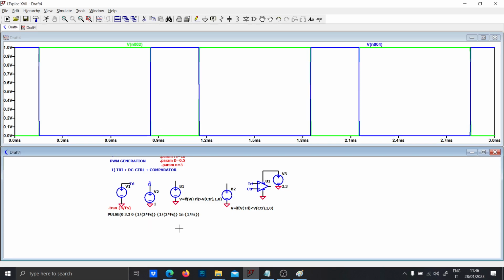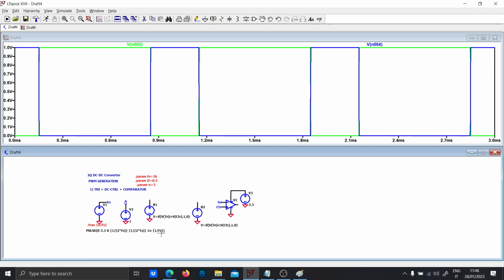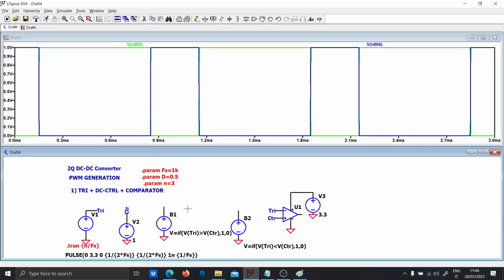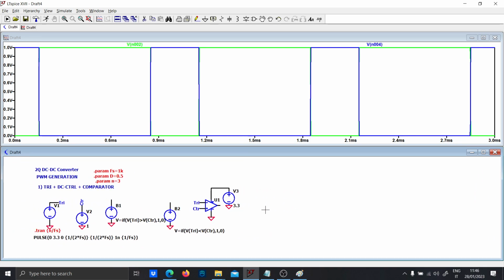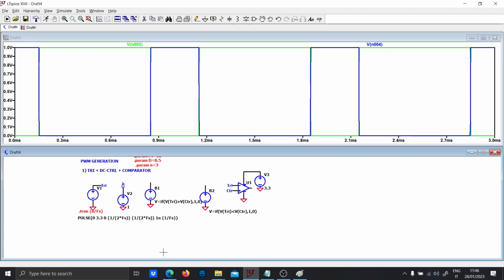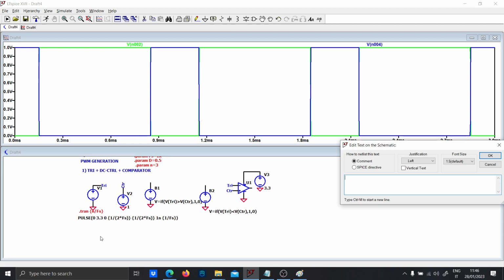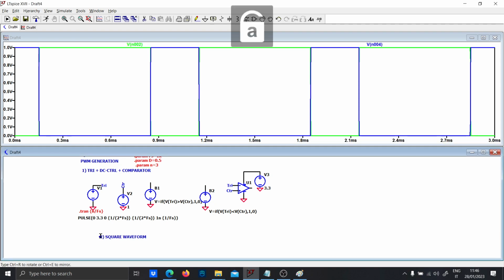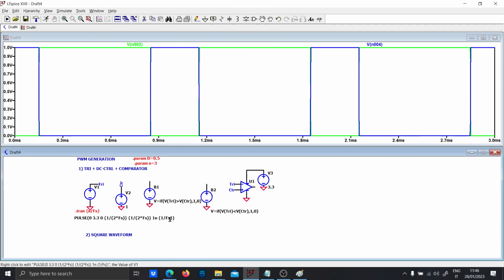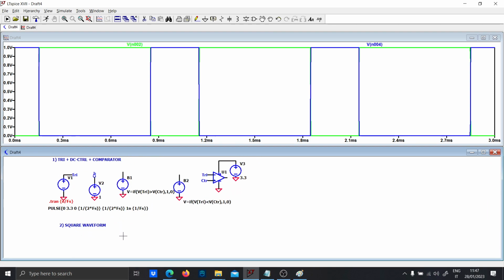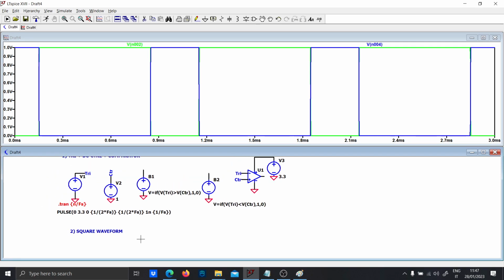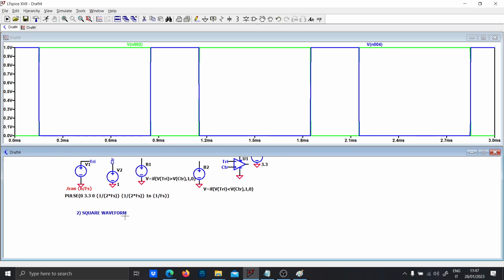So the second method is to generate this PWM technique with the square waveform. So let's write second method, square waveform. What is the advantage of generating the PWM with a square waveform? Basically, it is easier to control with the time and the duty cycle.